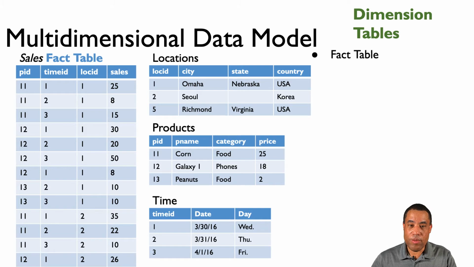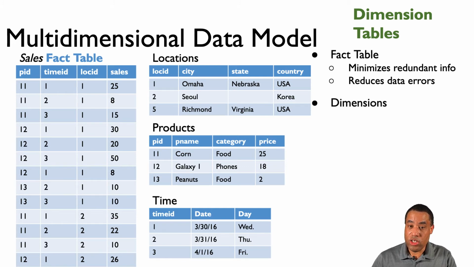Okay, so if we think about this, our fact table is minimizing the redundant information. All of that redundant information gets pushed out into the dimension tables. And so it's going to reduce data errors. We don't have to worry about someone mistyping corn as C-R-O-N instead of C-O-R-N. At the same time, each of these dimensions is much easier to manage and summarize, right? We can see we have sales in Omaha, Seoul, and Richmond, right?